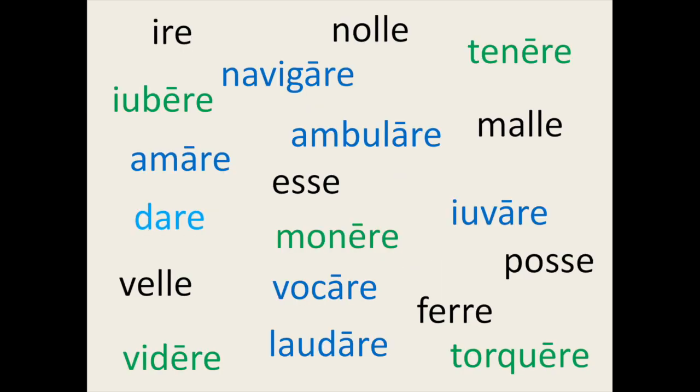We will continue to expand on this idea in this lesson, but first let's refresh our understanding of infinitives. Here are all the infinitives we've covered in the past 7 lessons. In blue we have the first conjugation infinitives: ambulare, amare, iuvare, laudare, and navigare. In green are the second conjugation infinitives. The irregular verbs are in black, and dare, which behaves similarly to a first conjugation verb in the present tense, but is irregular in its other forms, is in sky blue.